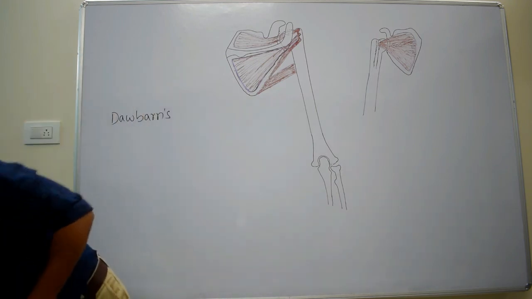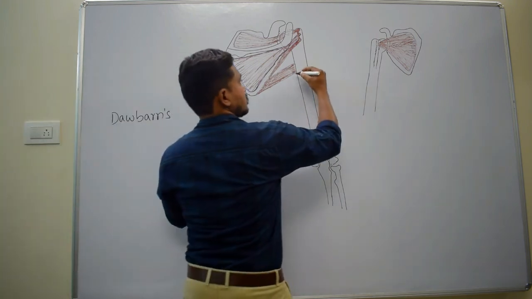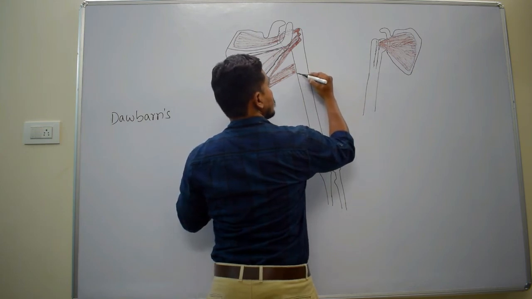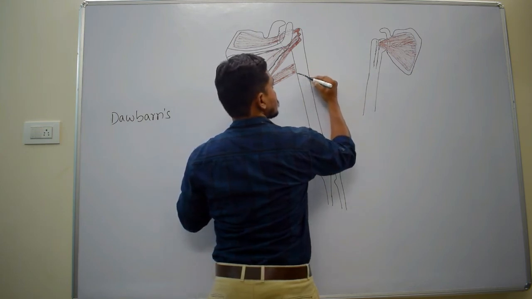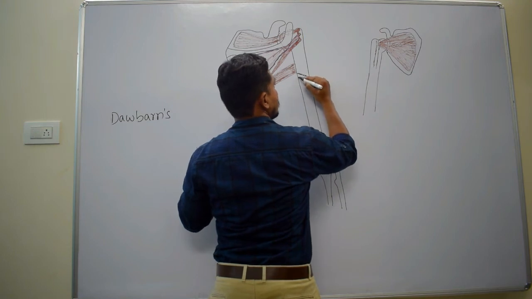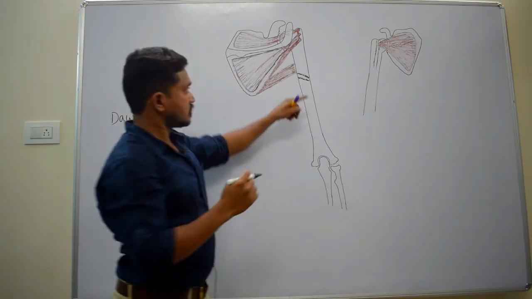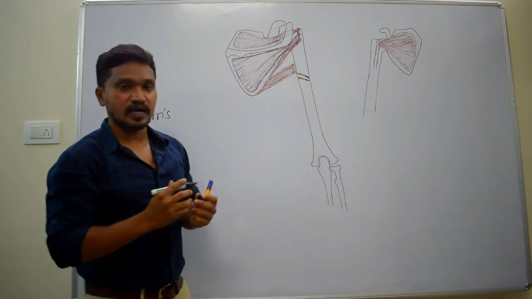Before that, let me draw one groove here. What is this groove? This groove is the spiral groove. The spiral groove has a medial lip and a lateral lip. This is the medial lip and this is the lateral lip.